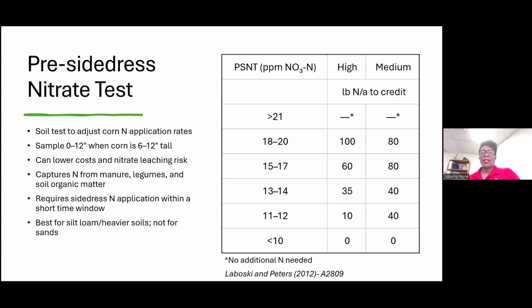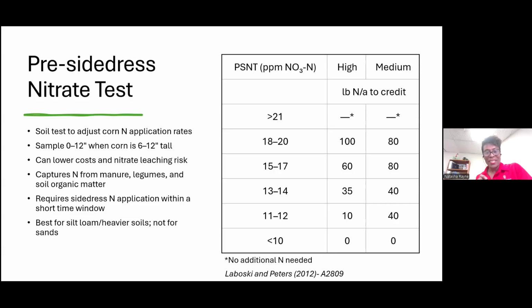Going back to the pre-sidedress nitrate test, we do recommend it. It's an amazing tool that helps us estimate in-season nitrogen availability and adjust our nitrogen rates based on the credit that you get from whatever is mineralized, whether that is manure, the organic matter in the soil, or your previous crop, such as legumes, and then make that adjustment based on what you get.